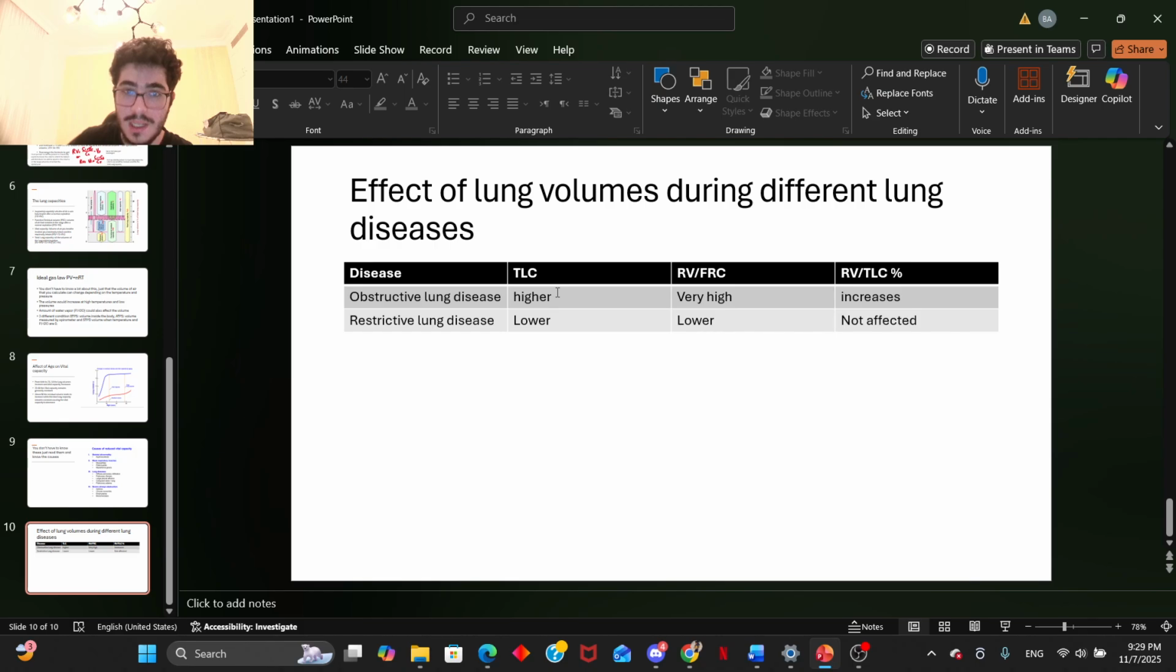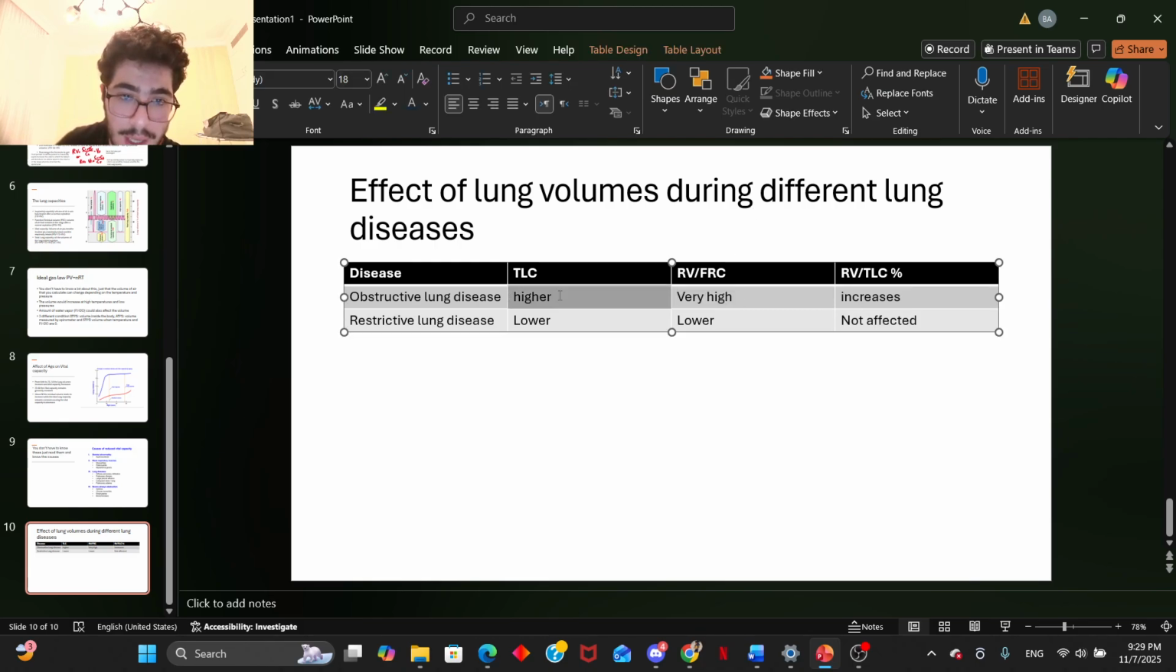In obstructive lung diseases, the TLC is going to increase. The residual volume and the FRC, which is the functional residual capacity, are going to increase even more than the TLC. So that means that the ratio of RV over TLC, the percentage ratio, is also going to increase. Why? This is because you increase this more than you increase this. The RV is at top, the TLC is at bottom. Yes, the higher TLC will cause this to reduce, but since the RV is also increasing, and even increasing more, it's actually going to cause the ratio to increase.